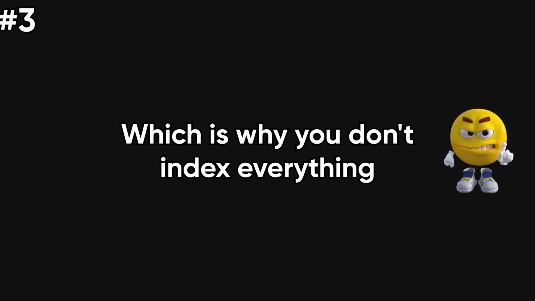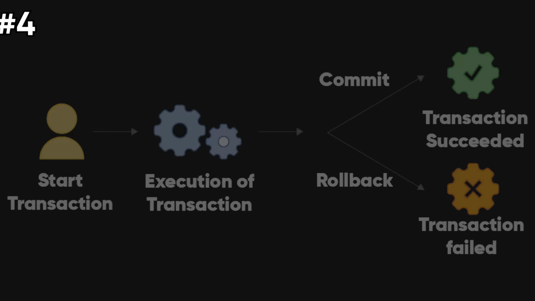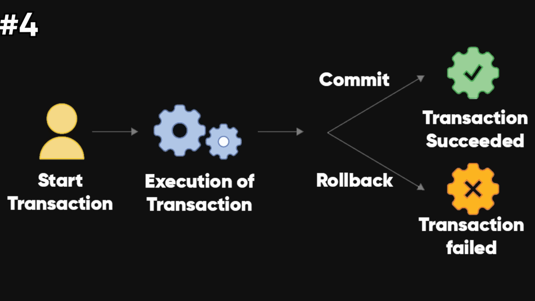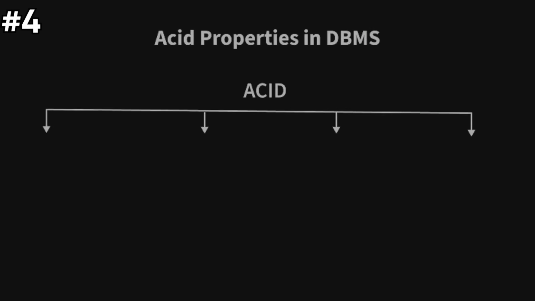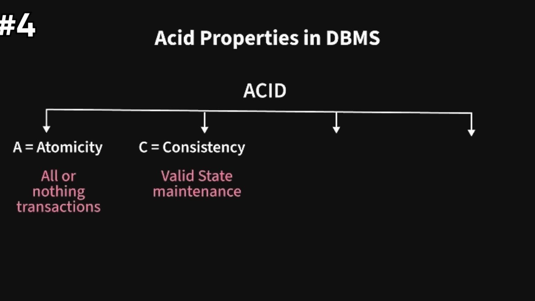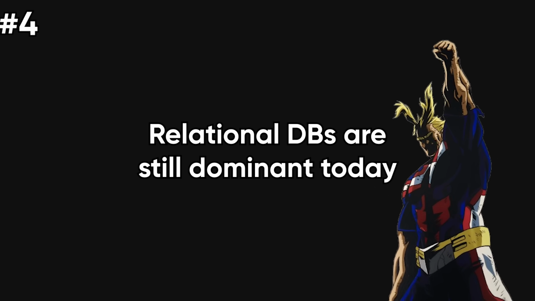And staying on the topic of databases, we have transactions and ACID properties. These keep your data safe. A transaction basically ensures multiple operations succeed together or fail together, perfect for things like transferring money or updating multiple related tables. ACID guarantees atomicity, consistency, isolation, and durability. So even if the system crashes mid-write, your data won't end up half-saved or corrupted. This is one of the biggest reasons relational databases are still dominant today.